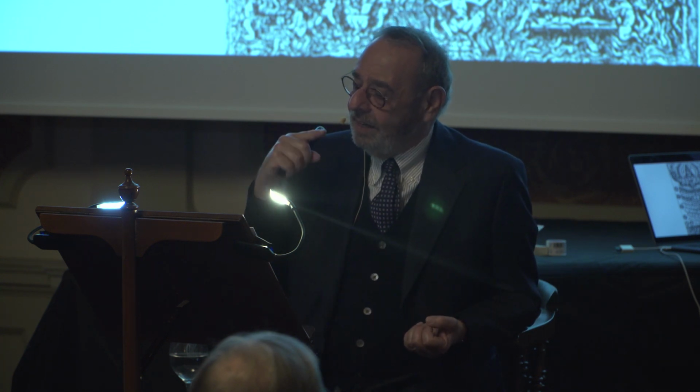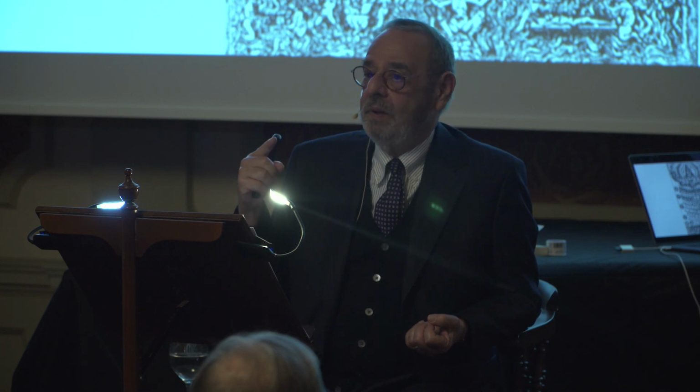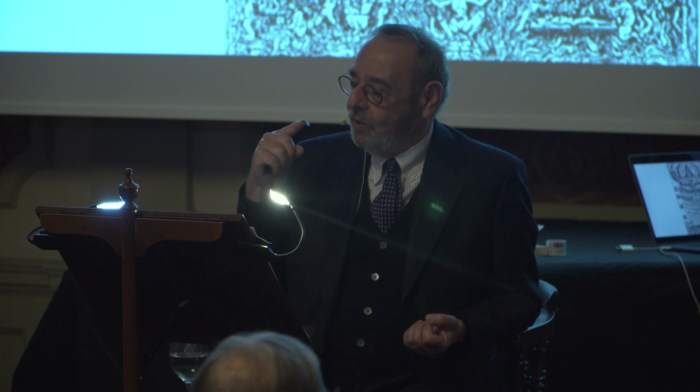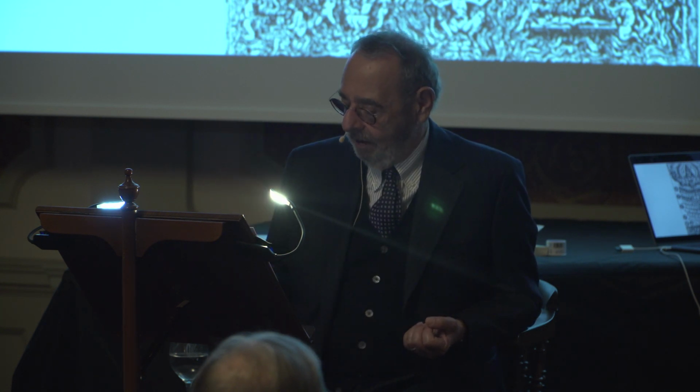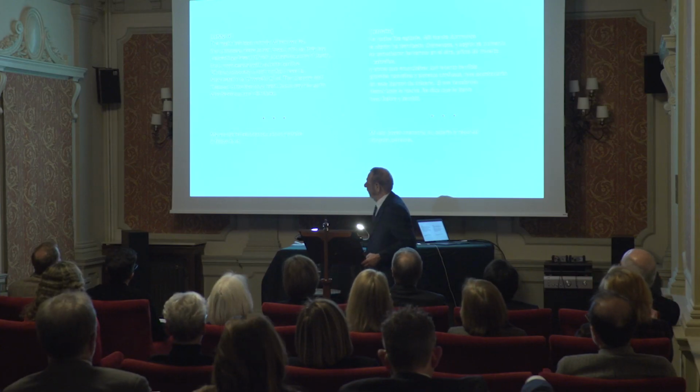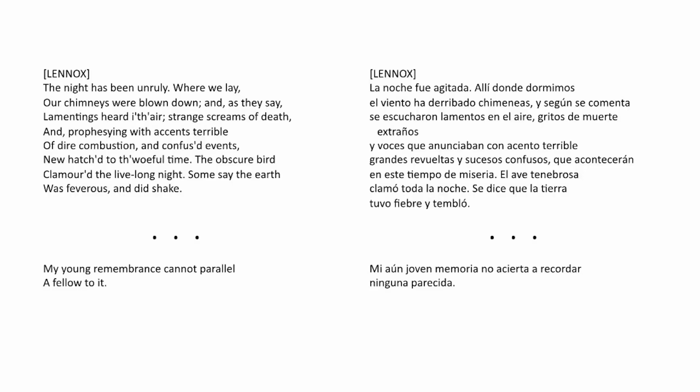So to kill Duncan doesn't just upset the kingdom. It's an upset that's reflected throughout nature. And we hear about this upset the night Macbeth kills the king. Nature itself reacts immediately. The night has been unruly.